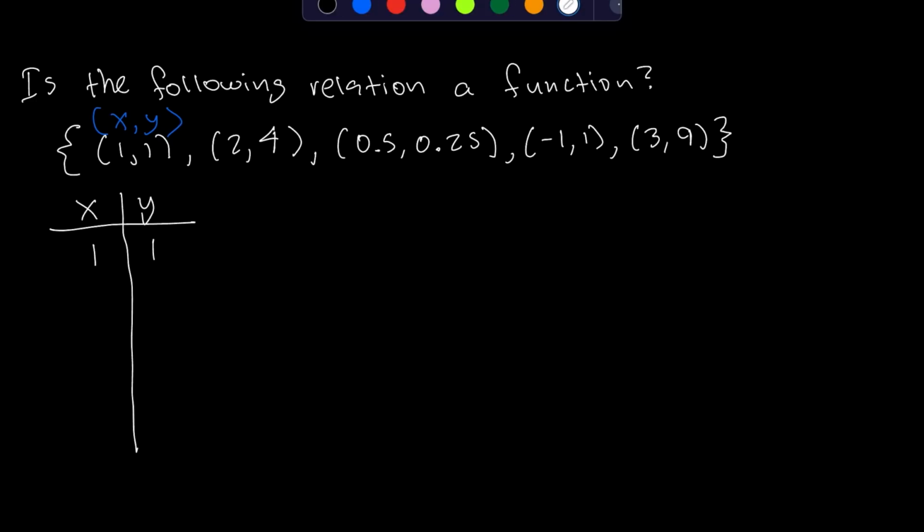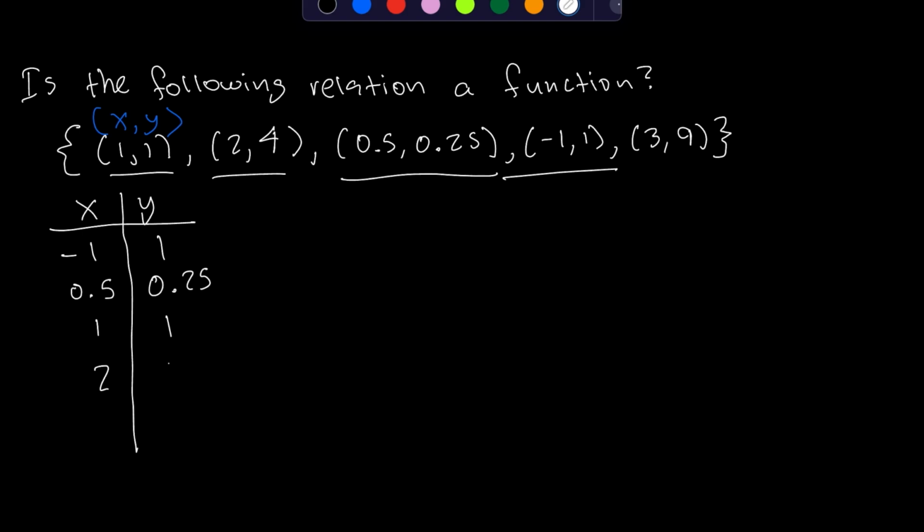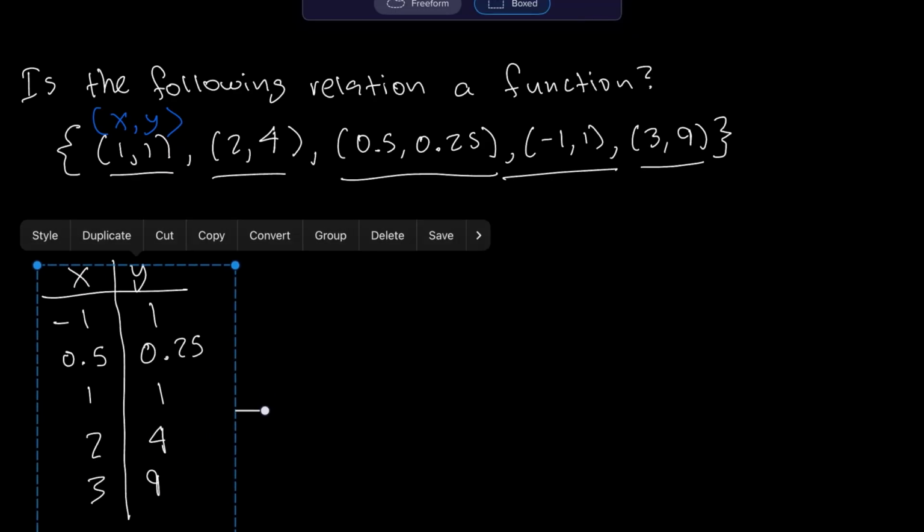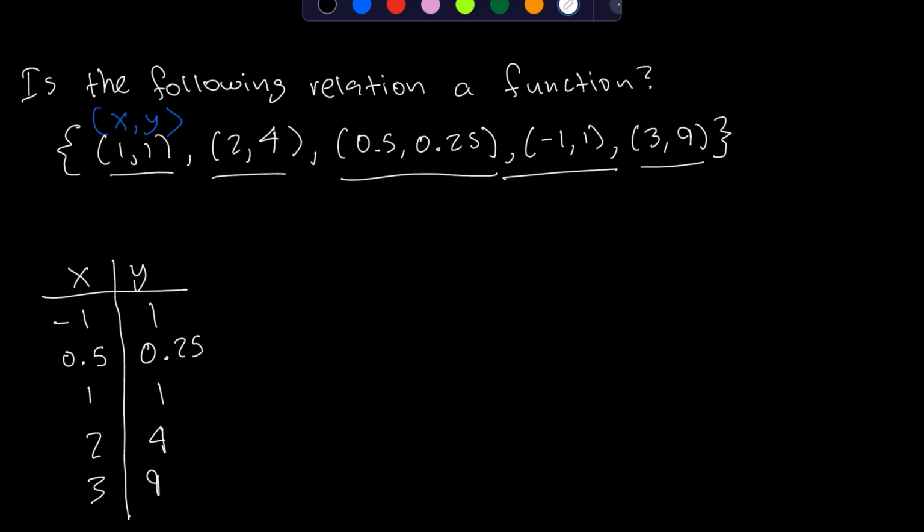Okay, actually, let's start with -1. -1, 1, which is over here. Then we have 0.5, 0.25. And then we have 1, 1, 2, 4, and 3, 9. So let me move this down a little bit just to make it a little easier to separate. Now let's draw a graph.